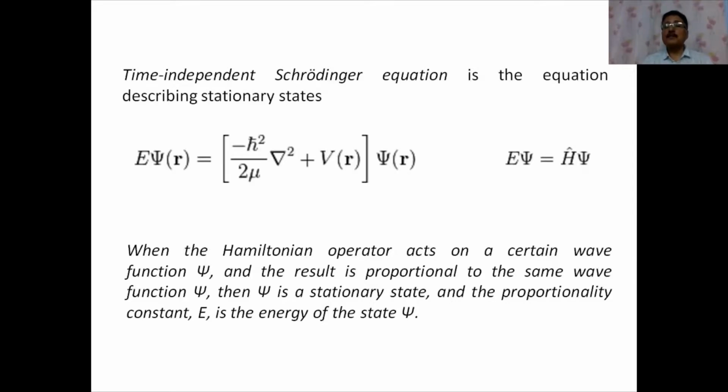For example, if you solve it for the hydrogen atom, E will have discrete values of energy: minus 13.6 electron volt, minus 3.4 electron volt, minus 1.51 electron volt, minus 0.85 electron volt, etc., for n equal to 1, 2, 3, 4, etc.